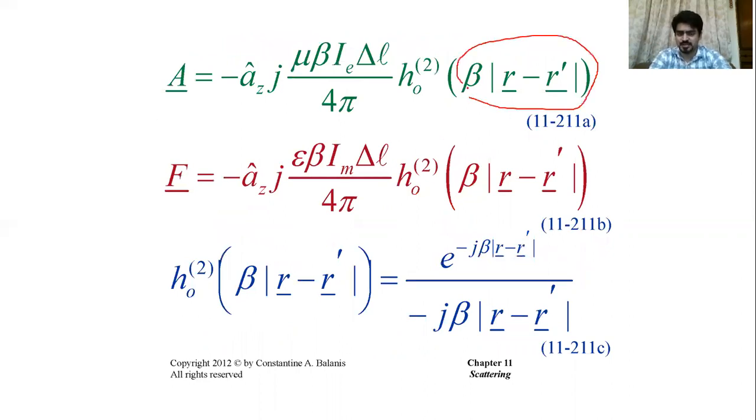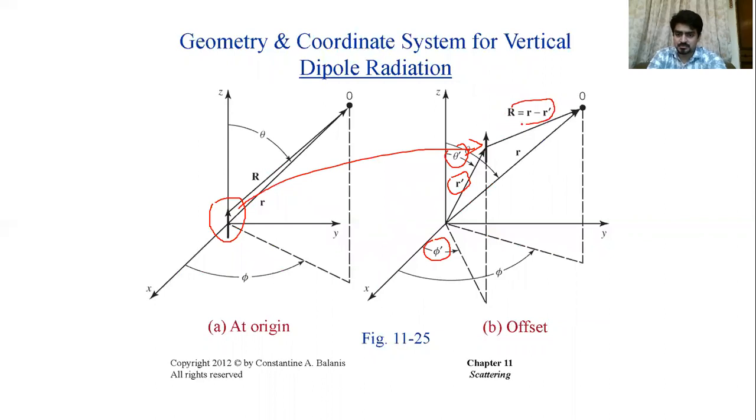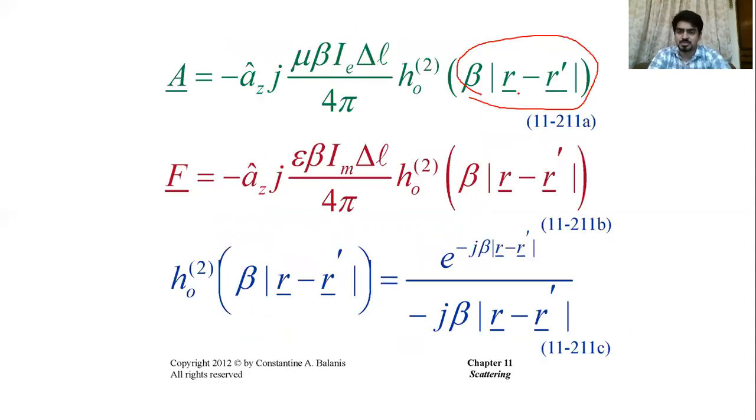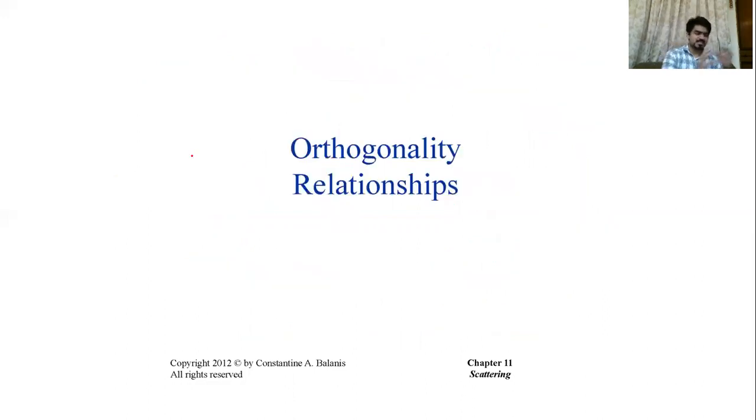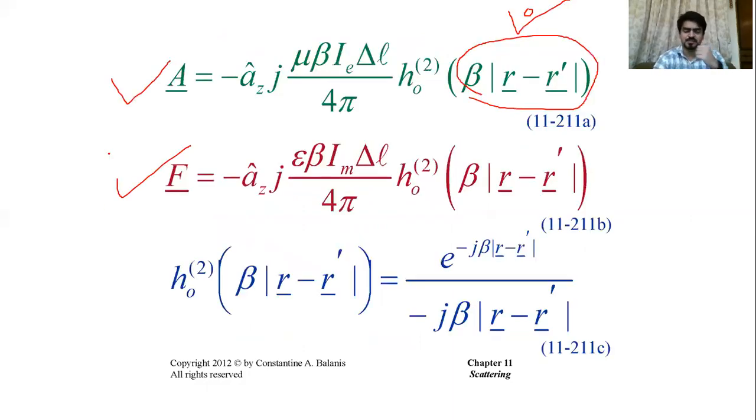Now we change that argument. Now this capital R is no longer small r. Previously it was small r, but now it is r minus r prime. So that is why you have this displaced argument in the Hankel function of the second kind for both the vector A and vector F. Now this is what we have derived. These are the expressions of the vector potential A and vector potential F with the displaced argument.